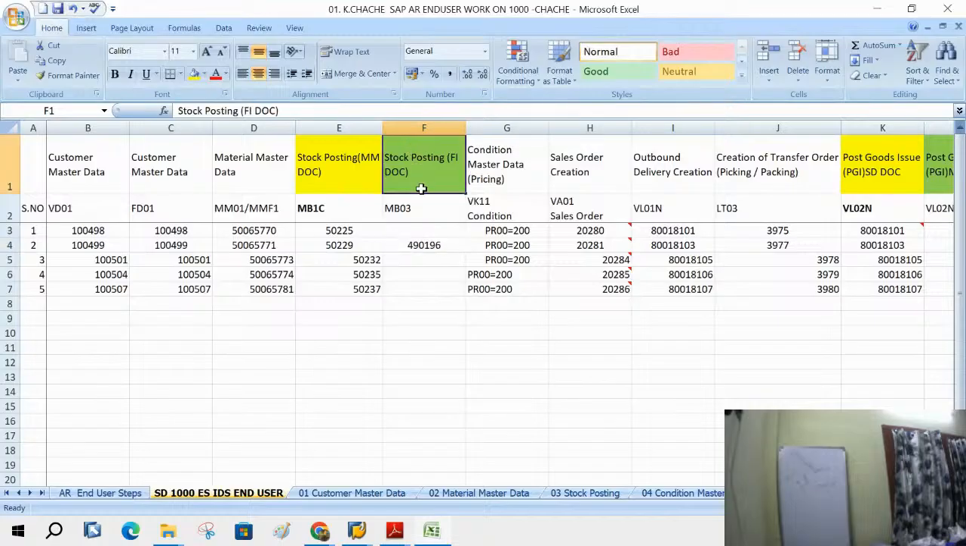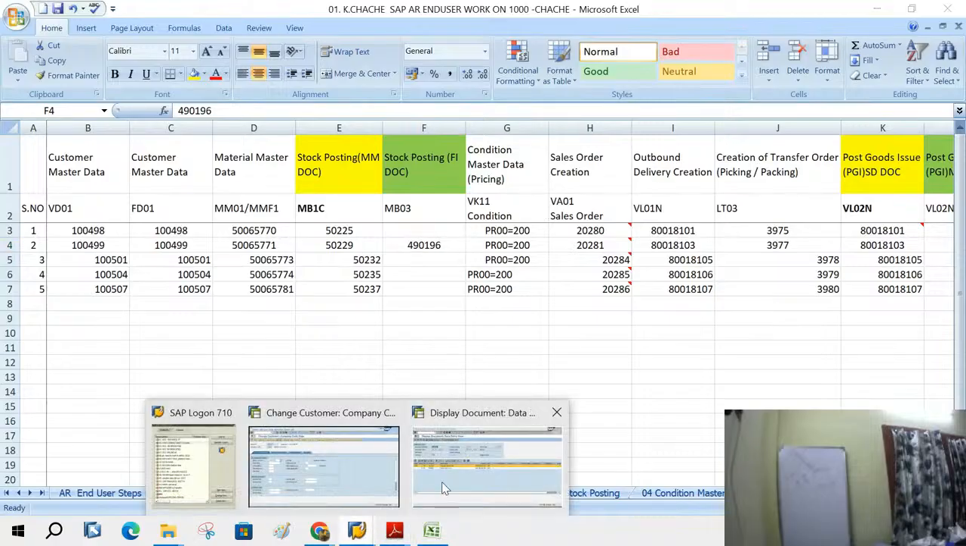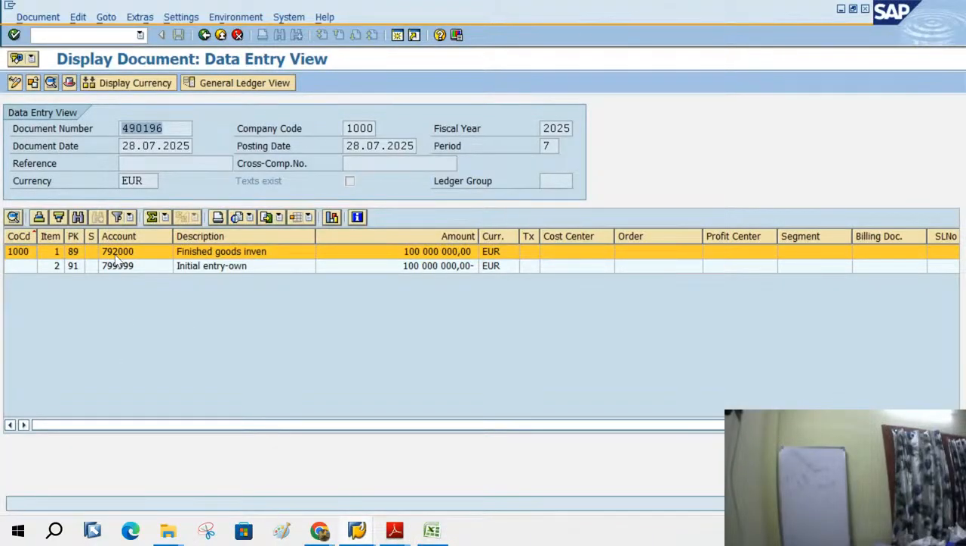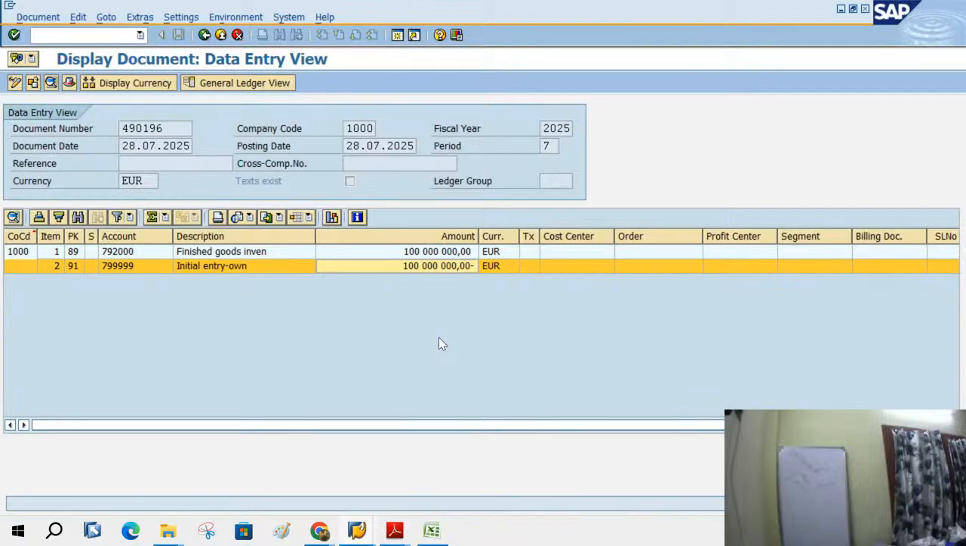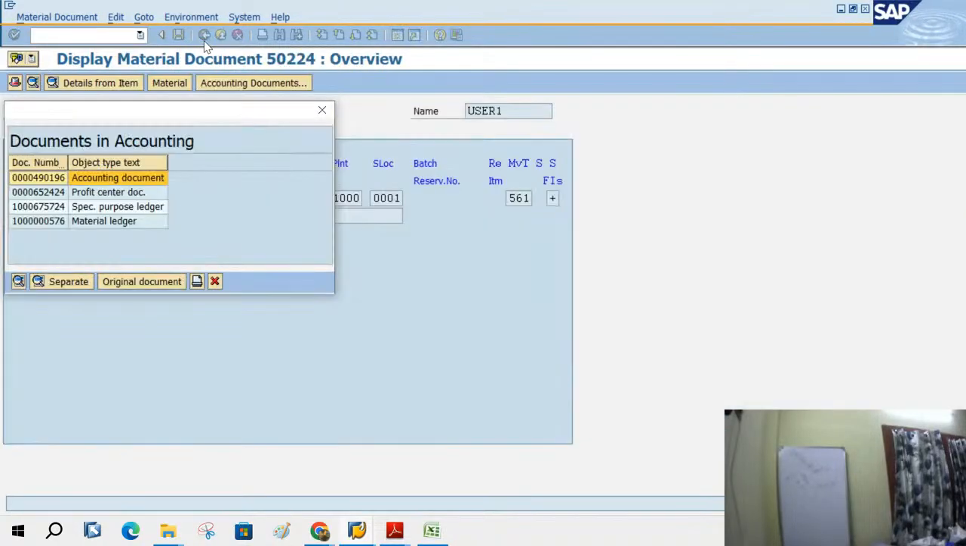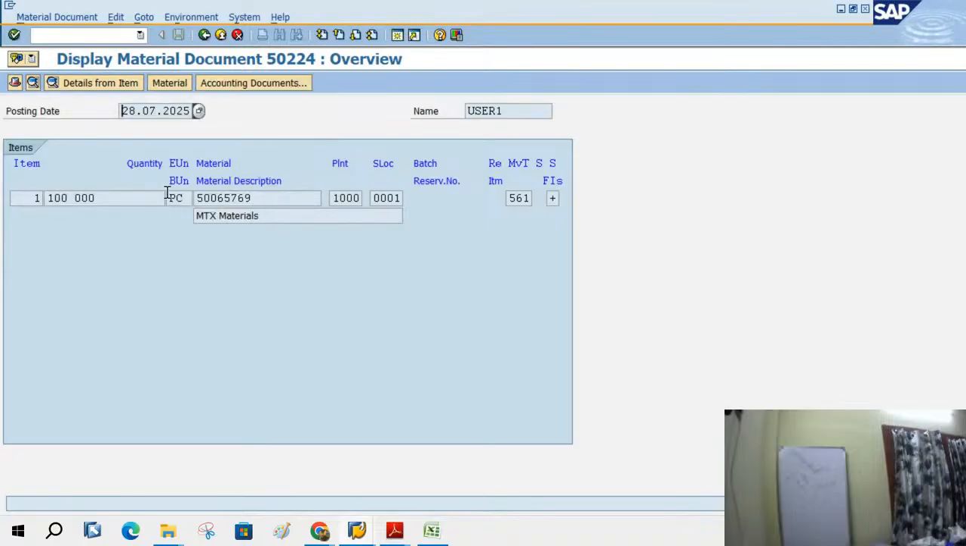But in the background, there are going to be two GL accounts which are to be credited and debited at this stage. What is that? The two GL accounts are 792000 and 7999. The GL account names are initial stock entry and finished goods inventory. And by what amount have they been posted? They have amounted to this. Correct? Why has this amount come? How much stock did you post? You posted this much stock.